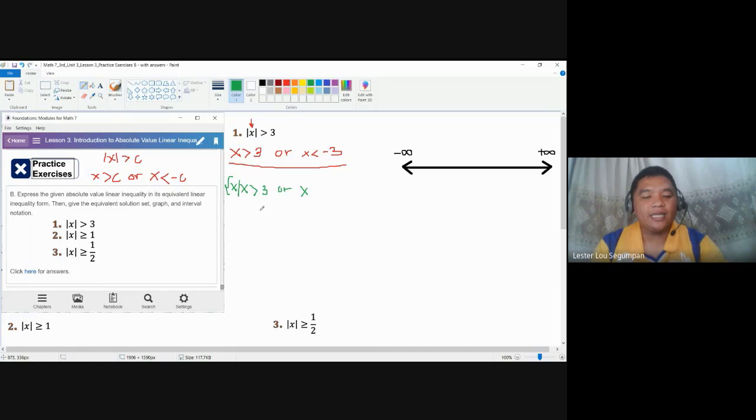That's still acceptable, but let us use two separate solution sets because it will be easier to understand how the graph and interval notation will look. If we combine them into one, there might be confusion later on when we combine the graph and interval notations. So that stays as one set. The solution set for the second linear inequality form is the set of x such that x is less than negative 3.